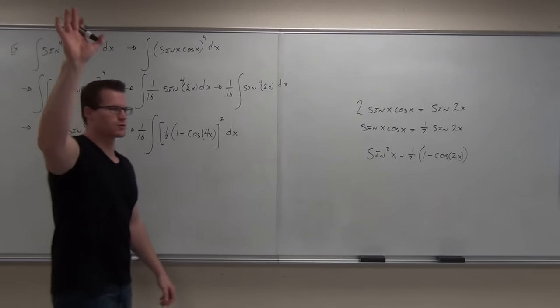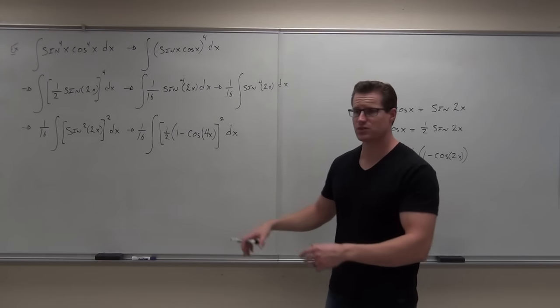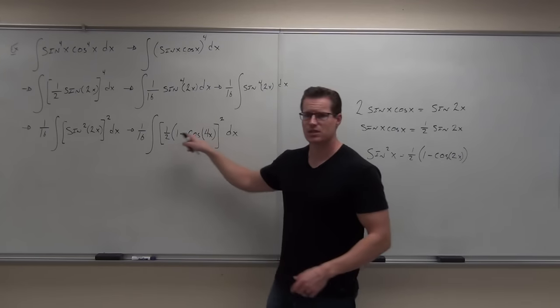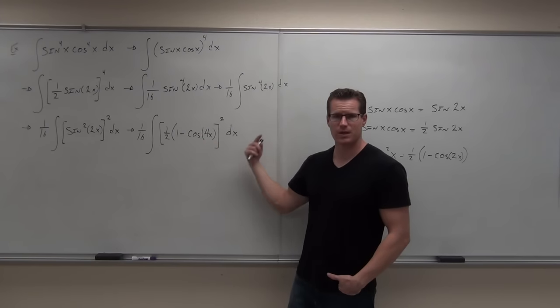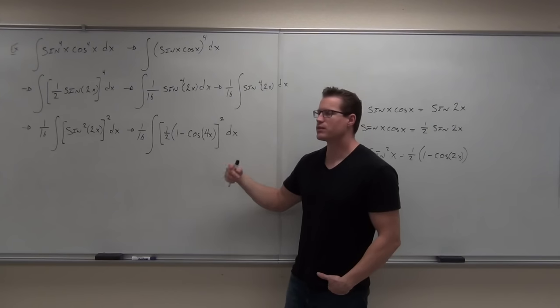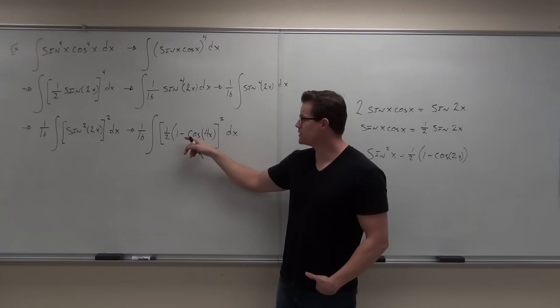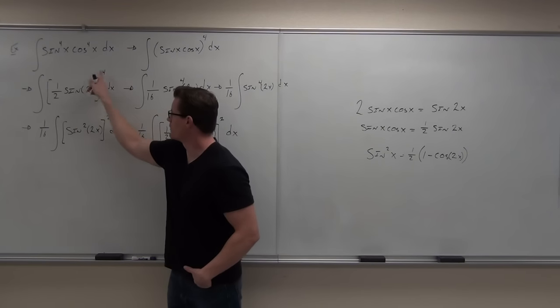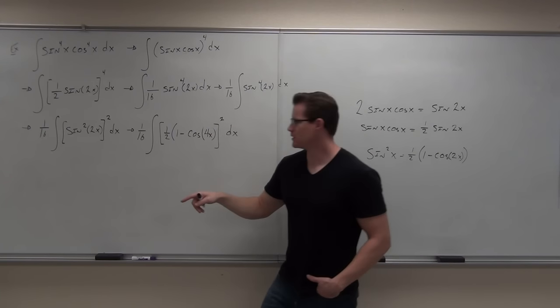Show of hands, feel okay with that so far? Good deal. Okay. Now what? Goodness gracious. Well, if we're doing it this way, we can't do a substitution, because if we substitute for cosine, is there a sine anywhere to be had? We can't do it. The only thing we can do here is distribute all this. So what I'm going to do is the same thing I did here. I took 1/2 to the fourth. We're going to take 1/2 to the second. How much is that going to be? 1/4.